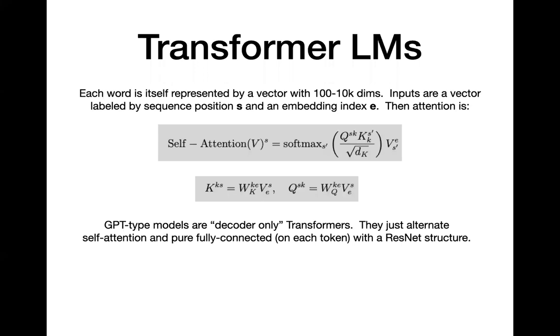You have many different vectors. Those vectors have some sequence position index S, and they have some embedding index E, which is the index of the vector space for each embedded token. And then self-attention is this formula. We take each token, each embedded vector, and we map it to some smaller subspace with keys and queries, via some learned parameters W. And then we look at the overlaps of these keys and queries.